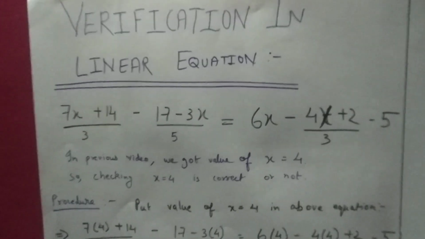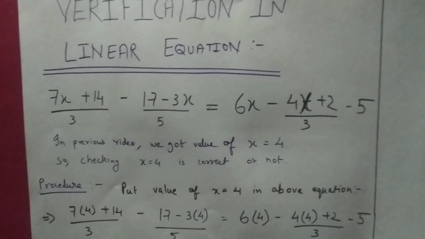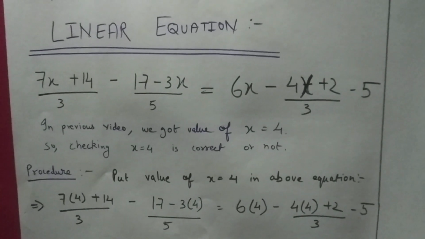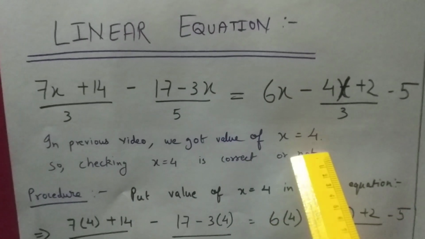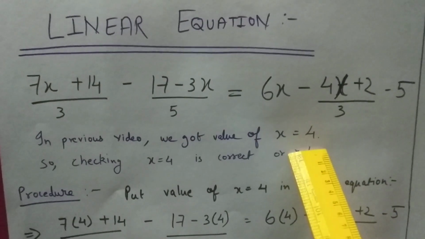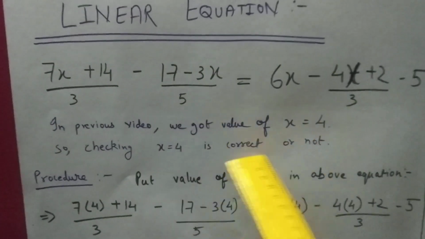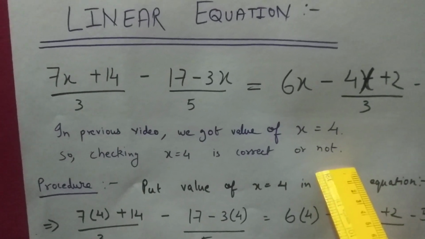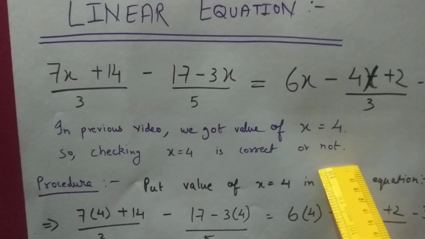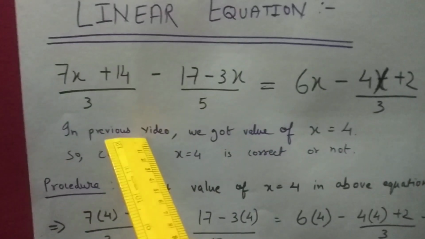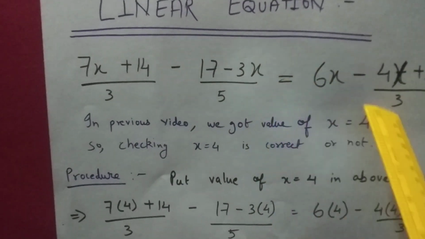Like this we can do verification in every linear equation, because in a linear equation we will find out the value of a variable, whatever value of the variable we find out. We have to check whether that variable value is correct or not. So this is the only method by which we will verify that linear equation. If we get LHS and RHS equal, that means the solution is correct.